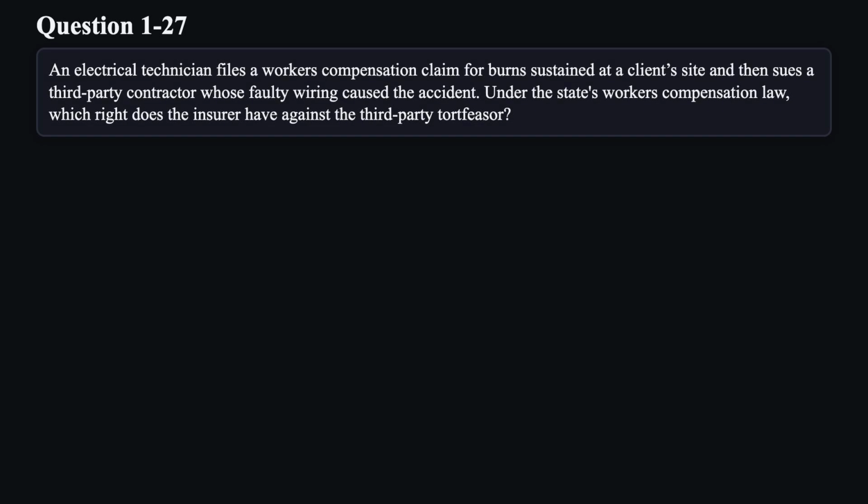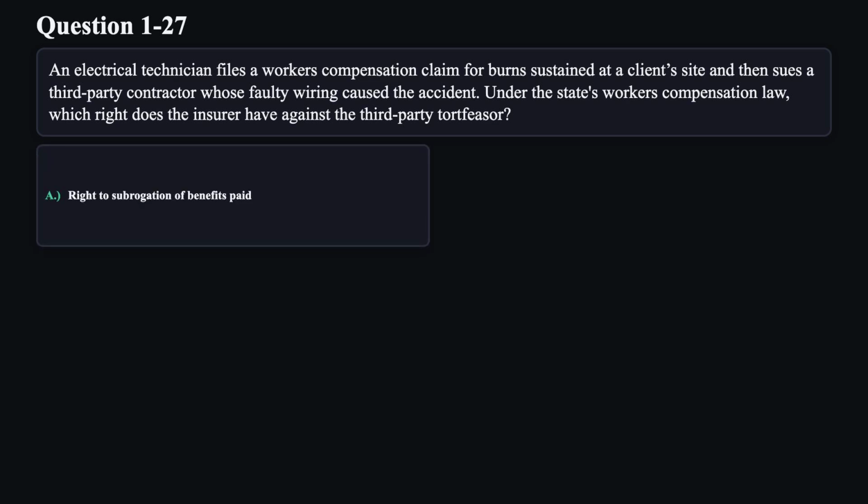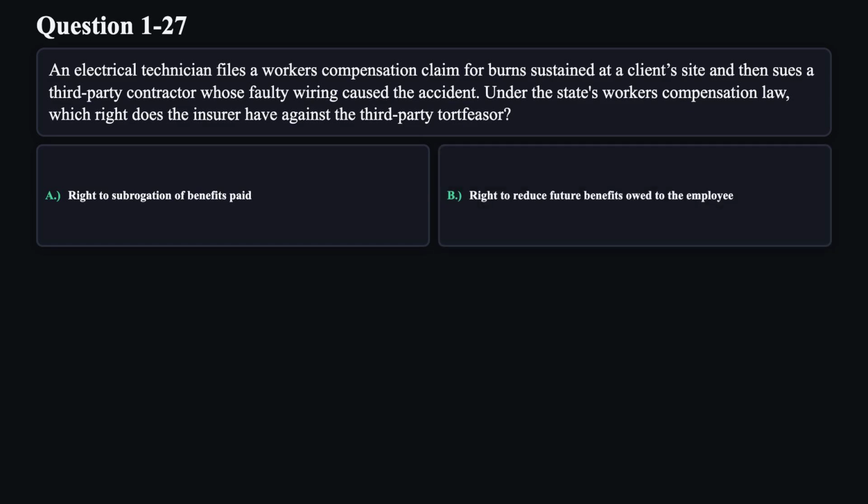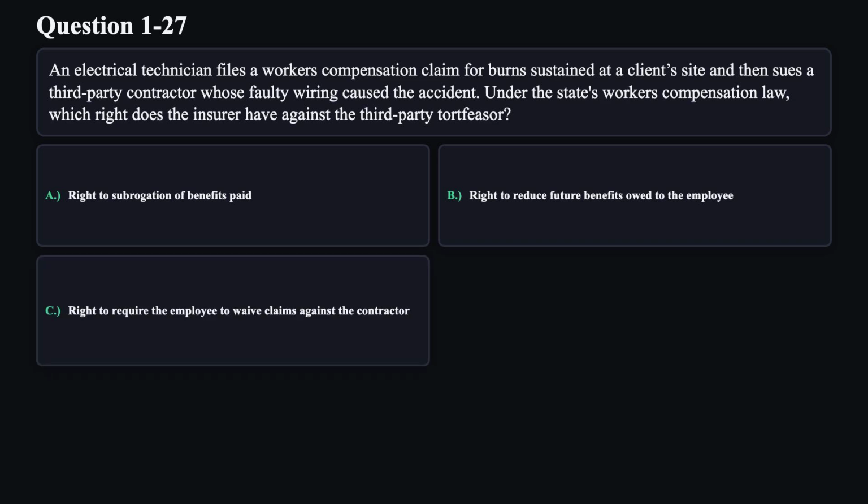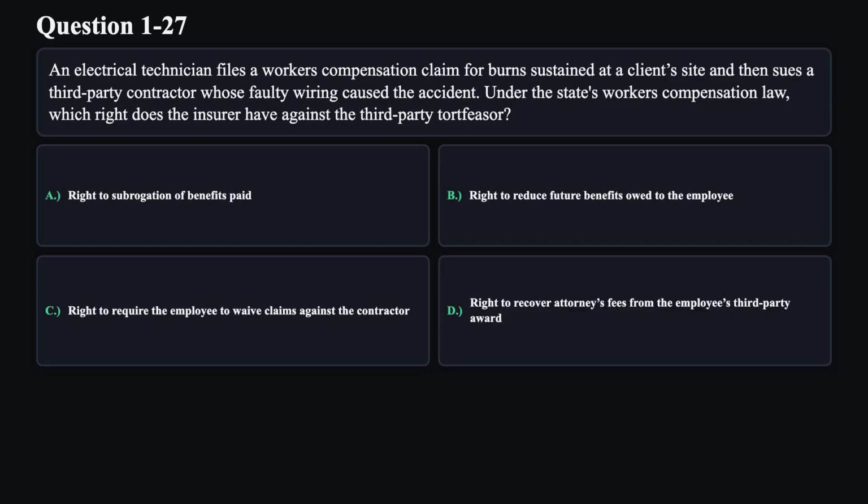Question 27. An electrical technician files a workers' compensation claim for burns sustained at a client's site, and then sues a third-party contractor whose faulty wiring caused the accident. Under the state's workers' compensation law, which right does the insurer have against the third-party tortfeasor? A. Right to subrogation of benefits paid. B. Right to reduce future benefits owed to the employee. C. Right to require the employee to waive claims against the contractor. D. Right to recover attorney's fees from the employee's third-party award.